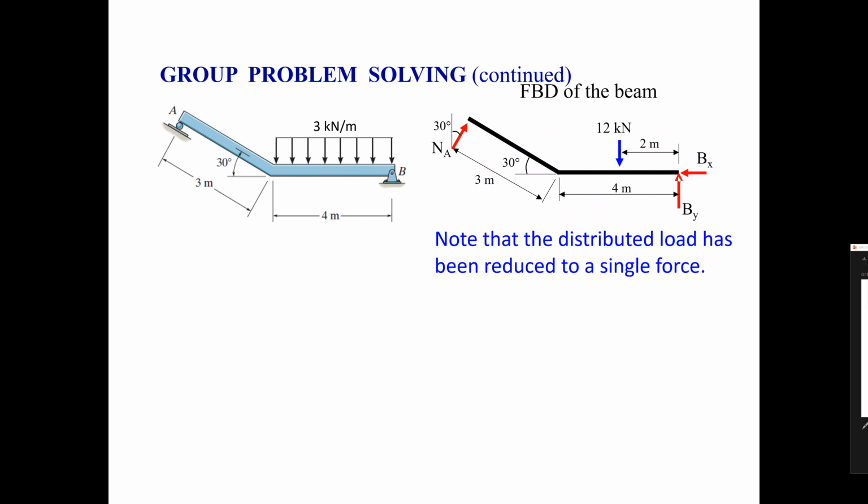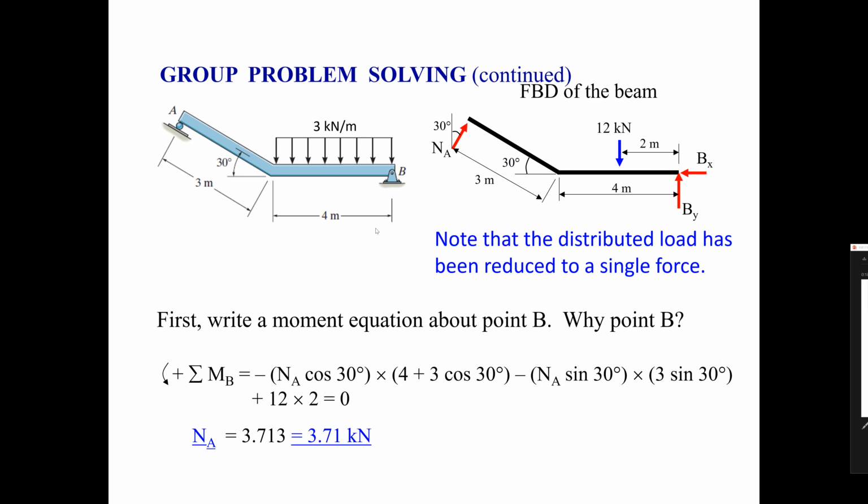And then we have the y, which we don't know what this is. This is 12K going down, and then we have the components there. Okay. All right. So we're going to use all three equations. So the first one is the moment about point B.